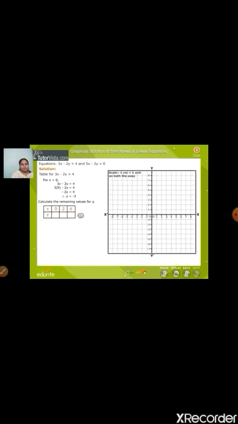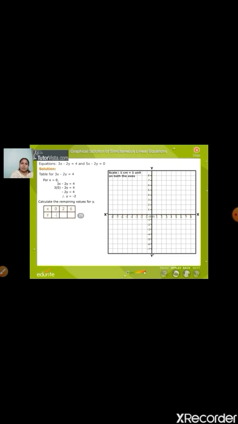Solution. Solve the first equation, 3x minus 2y is equal to 4. Construct a table for different pairs of values of x and y. For x is equal to 0, replacing it in the equation 3x minus 2y is equal to 4, we get y is equal to minus 2. Similarly, calculate the remaining values for y. And after entering each value, press the OK button to see the points marked on the graph sheet.